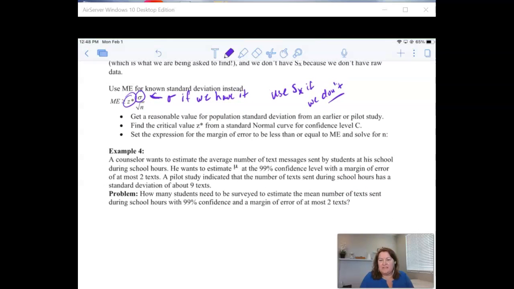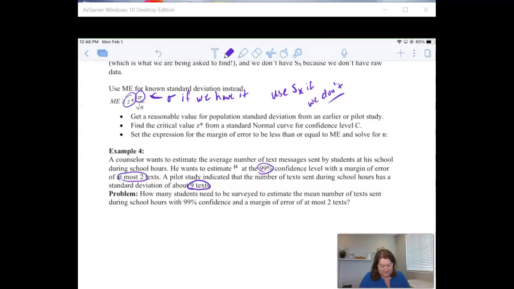So let's do our example here. A counselor wants to estimate the average number of text messages sent by students at his school during school hours. He wants to estimate mu at the 99% confidence level with a margin of error of at most 2 texts. So I'm circling 99 and at most 2. A pilot study indicated that the number of texts sent during school hours has a standard deviation of about 9 texts.